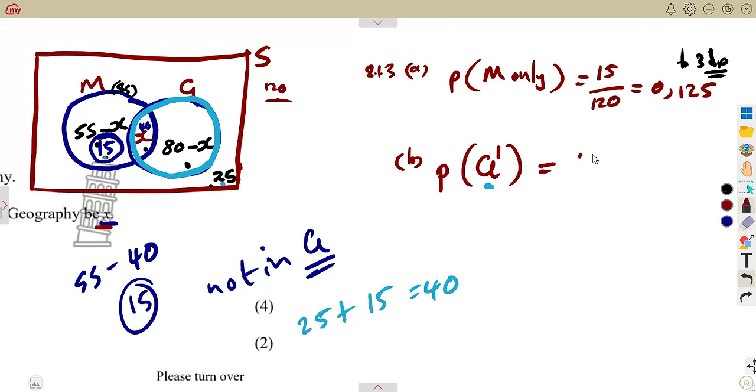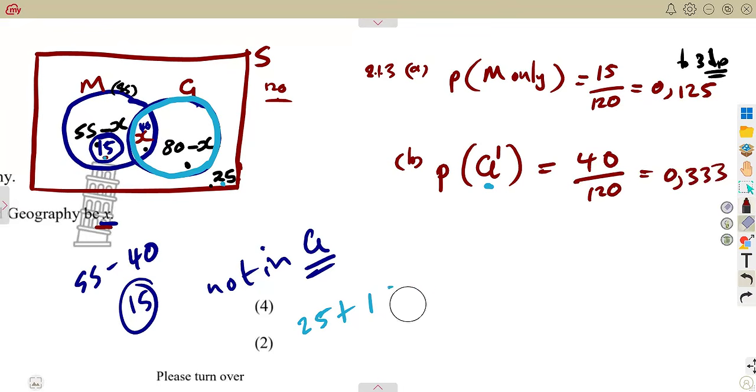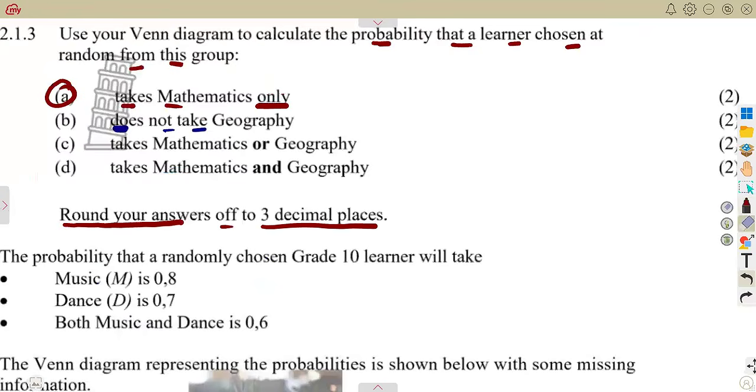Meaning to say we've got 40 over the total of 120. As a decimal, it was going to be 0.3333 and so on. So to 3 decimal places, that's 0.333. So that is how you simply answer these questions. Understand the mathematical language that you're given. Maths or geography: there is an 'or' there. Union. So it's maths union geography, the union of the two.